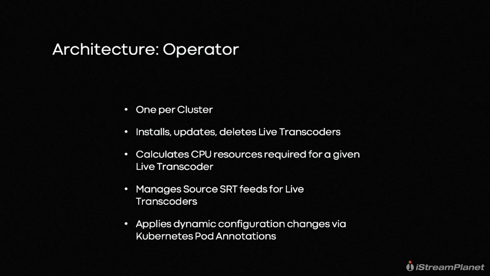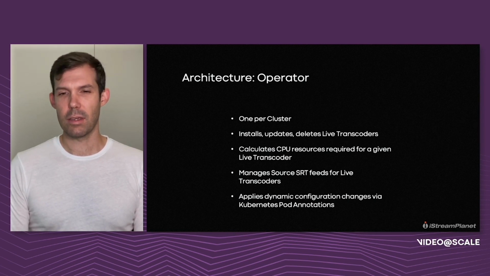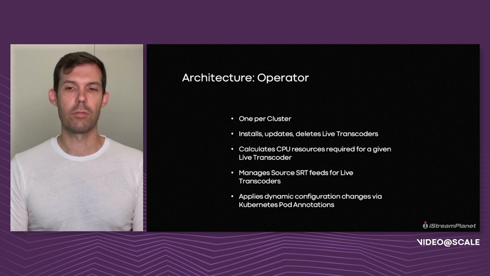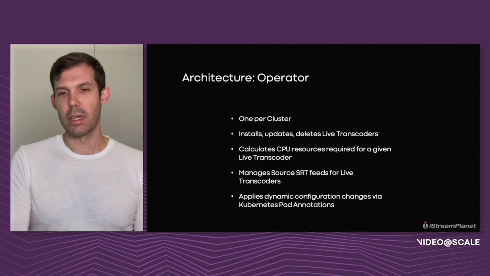As a continuation of deploying and managing live transcoders, we come to the operator. Its purpose is to do the work a human managing a live transcoding service would do, but in an automated fashion. Things like install, update, and delete live transcoders, create source routes to live transcoders, apply AVR ladder configurations to live transcoders, upgrade the version of the live transcoder used for a given channel, and lastly, calculate how much CPU is required for a given transcoder at install and update time to better optimize bin packing.